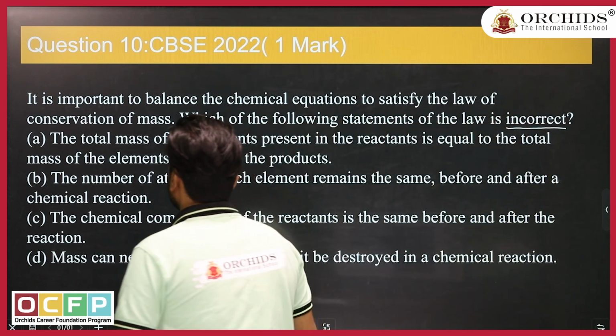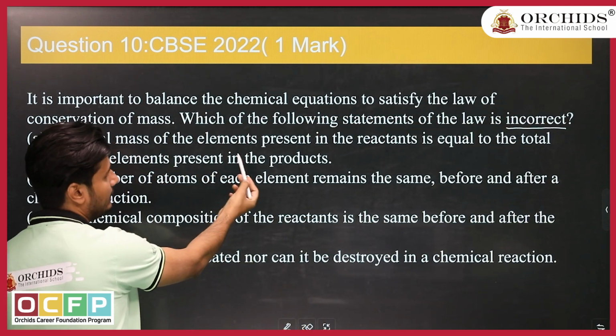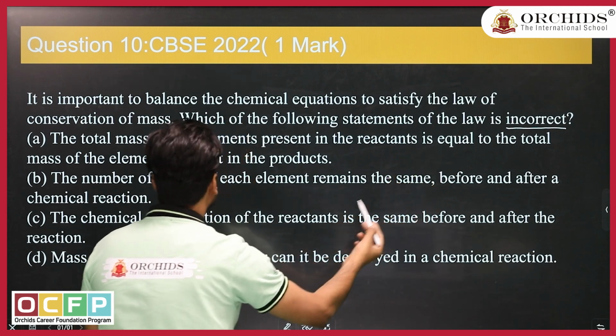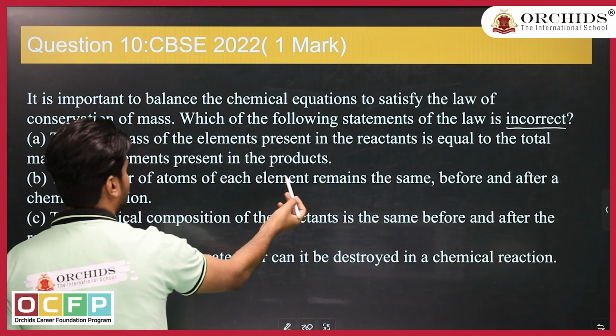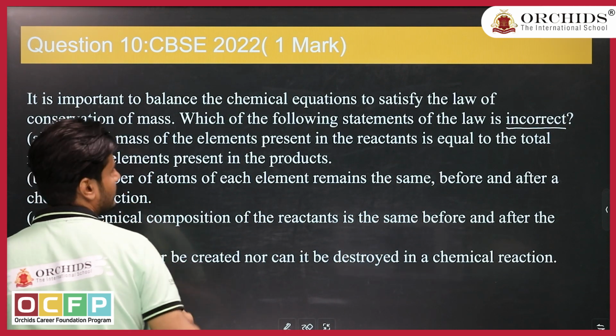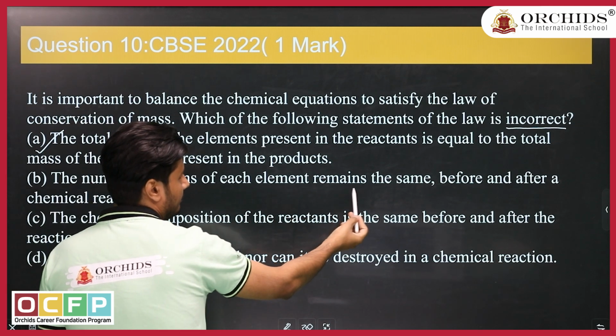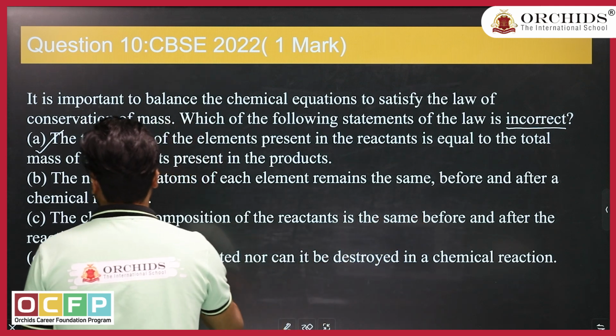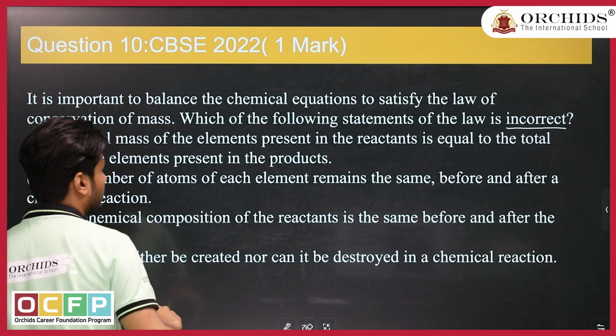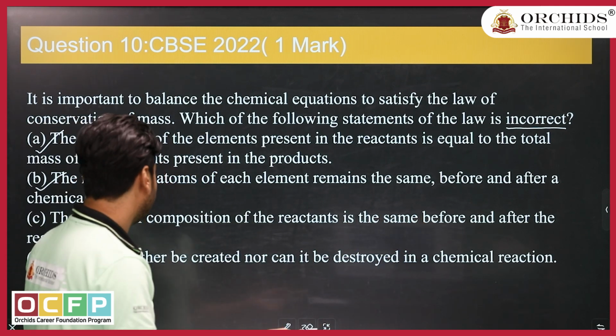Alright. So our first statement is the total mass of the elements present in the reactant is equal to the total mass of elements present in the product. So this is a correct statement. The number of atoms of each element remains the same before and after the chemical reaction. This is also correct. This is the law of conservation of mass.